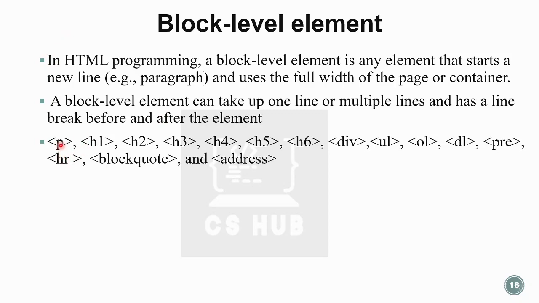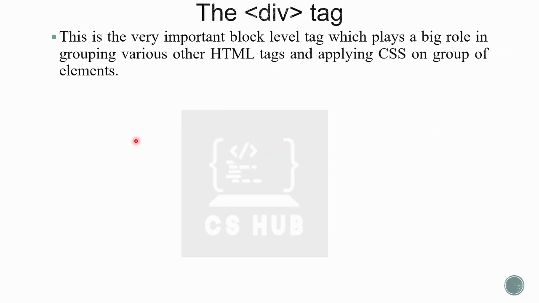These are the examples: P, then all the headings, then the important tag div, then all the list tags, pre, blockquote, address, HR. These tags are block level elements. The important block level element is div. Div tag is a very important block level tag which plays a big role in grouping various other HTML tags and applying CSS on a group of elements. Div was used to group various elements and apply CSS to that group.